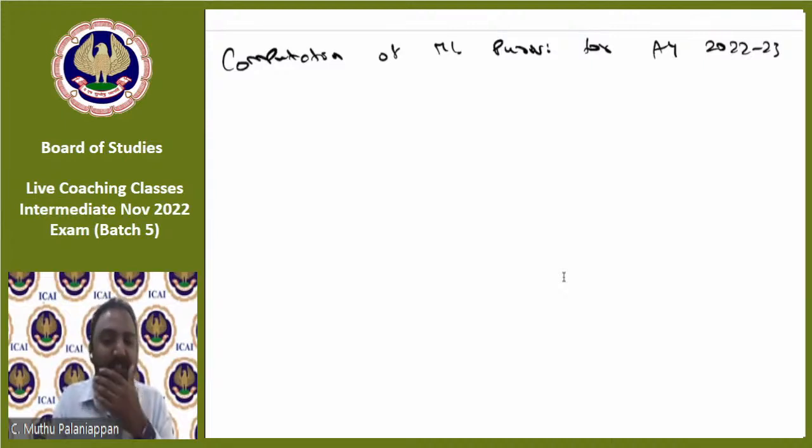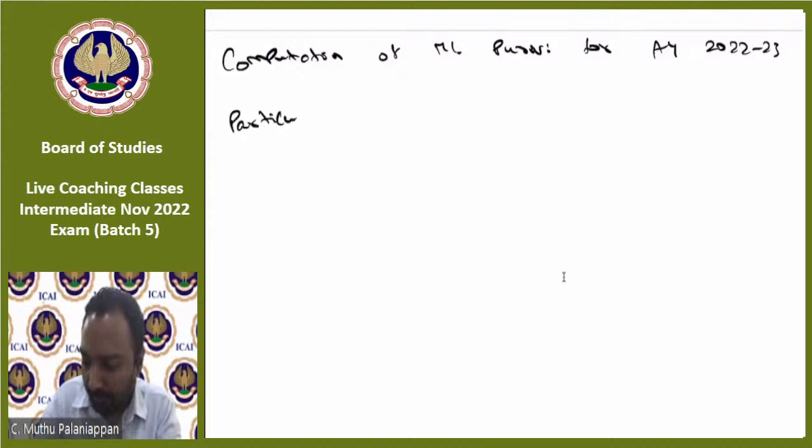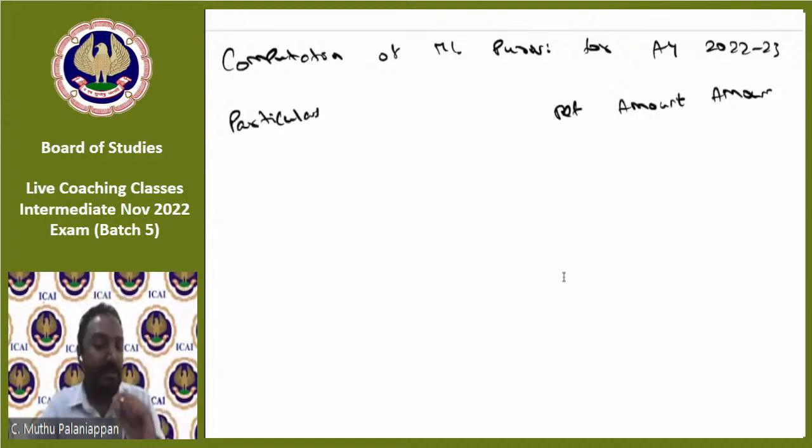So now the first thing that we are going to do is compute the income details. So the format for computation will typically be like this: you have a particulars column, and then you will have two amount columns, and then a reference column, the notes, wherever we said it is important.